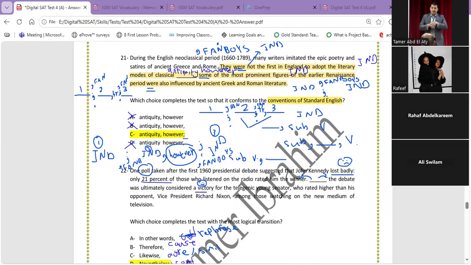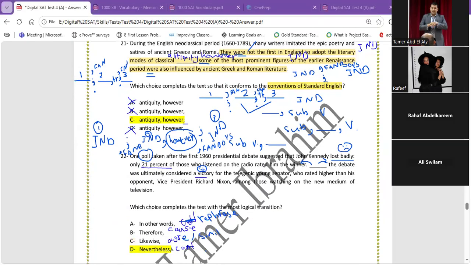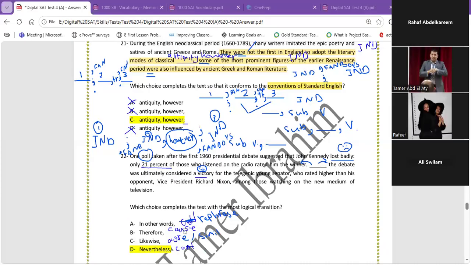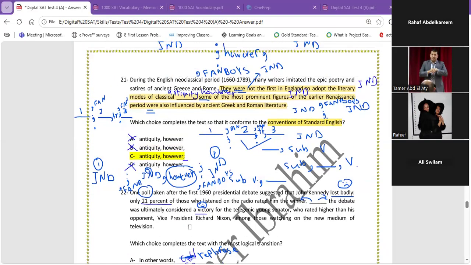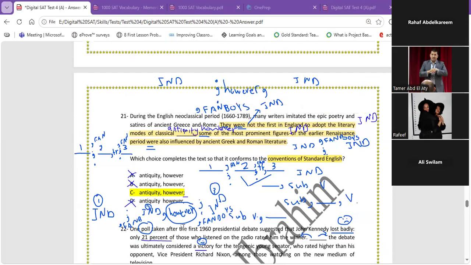Number 22, now we go to the transition. In answering transition questions, we have to find the function of each word first. In other words, yes, Raf. Mister, I don't understand why it's C. From my point of view, I see that the relationship is between sentence 2 and sentence 3.